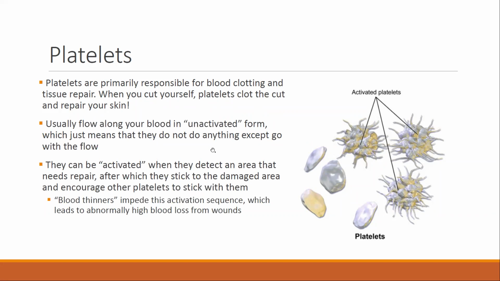Okay. And if you ever heard of the term blood thinner, a blood thinner is a type of chemical or a type of medicine that you can take that inhibits this activation sequence. Okay. And so if you have a blood thinner, it basically prevents your blood from clotting, and it prevents your platelets from activating. Okay. And so some people take this because they're in danger of their blood clotting in other parts of their body.